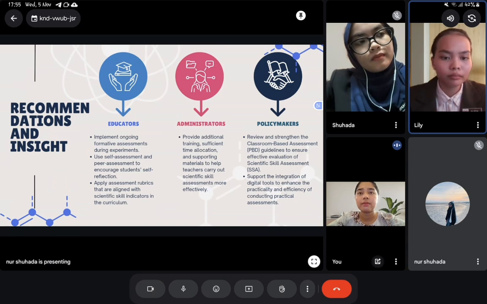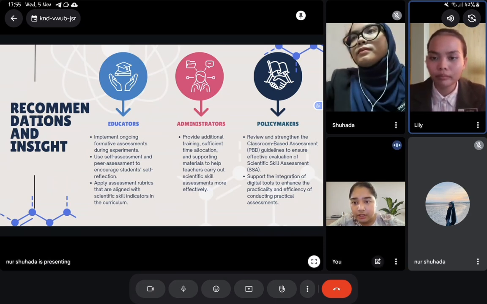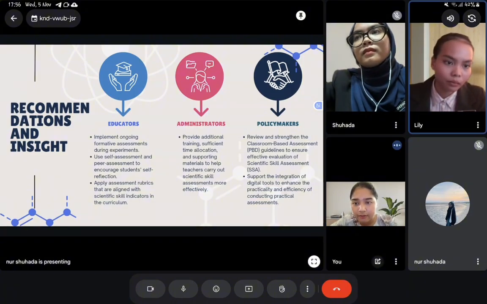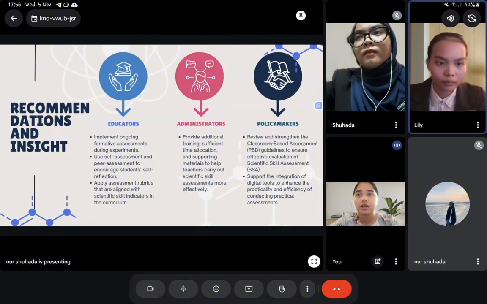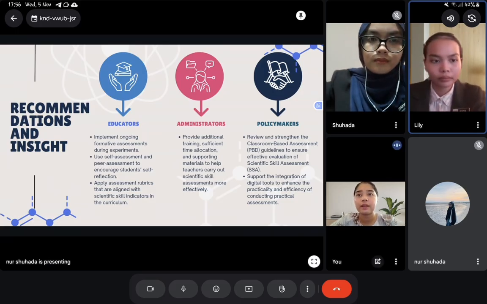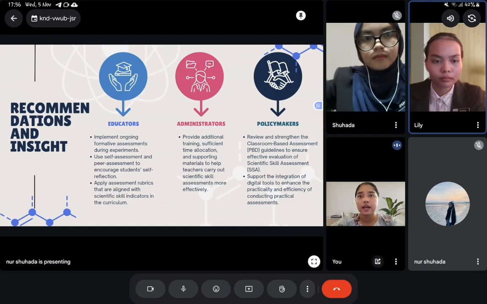For the third point, teachers can apply assessment rubrics that are aligned with scientific skill indicators in the curriculum, which means teachers should use rubrics that match the scientific process skills outlined in the KSSR curriculum, such as observing, hypothesizing, and experimenting. This ensures fairness and consistency in assessment.